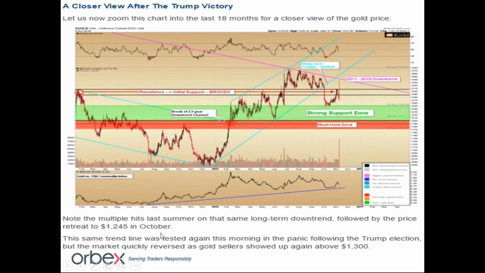Here you see the last paragraph below here: note the multiple hits last summer on that same long downtrend. Okay, we're talking about the downtrend, this whole big move here, followed by the price retreat to 1245 in October. Okay, so last paragraph quite important. The same trend line was tested again this morning. I think this one here was meant to be a couple of days ago, if I'm not mistaken. I think it was the 8th of December or November, probably last month. That was then, just to give you a bit of an idea of price history here.